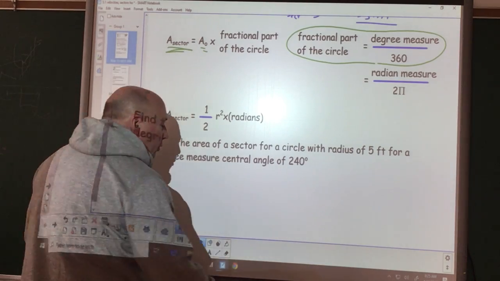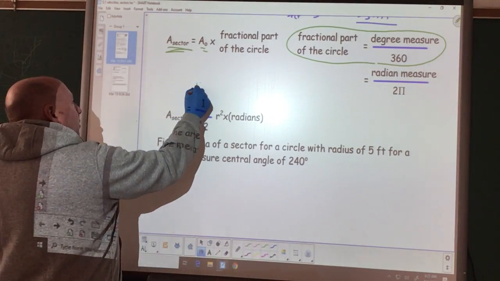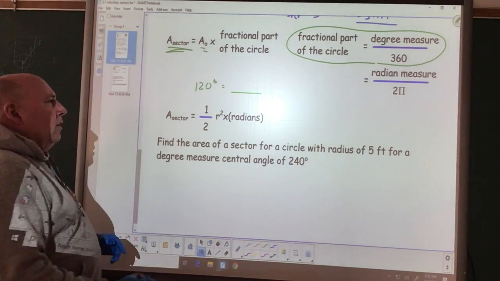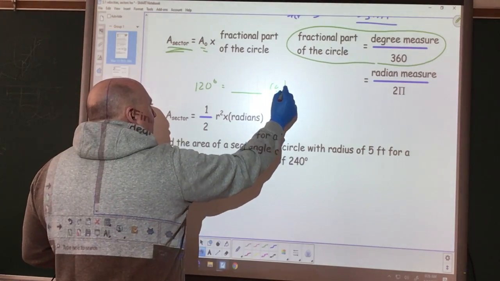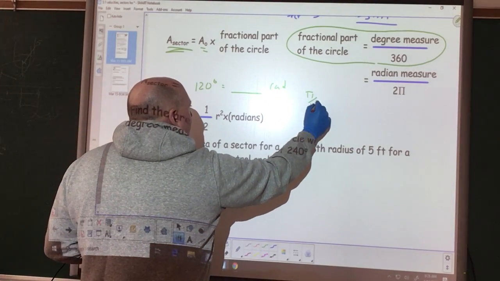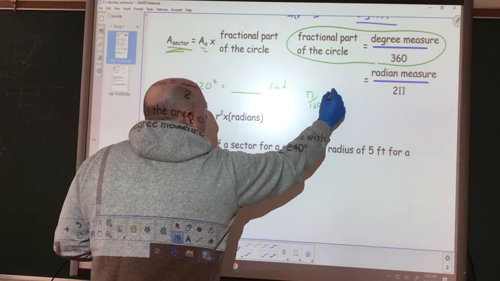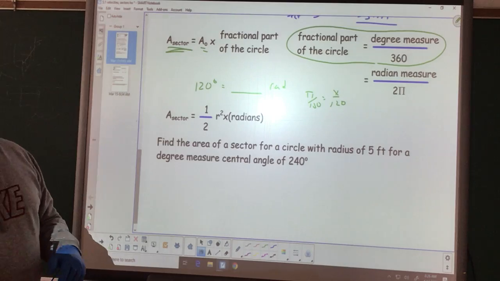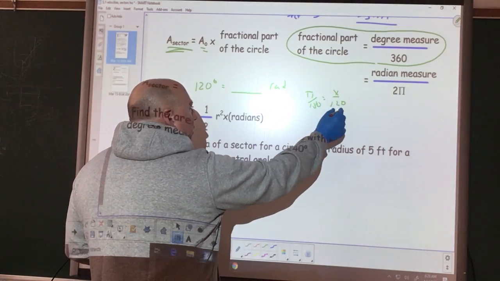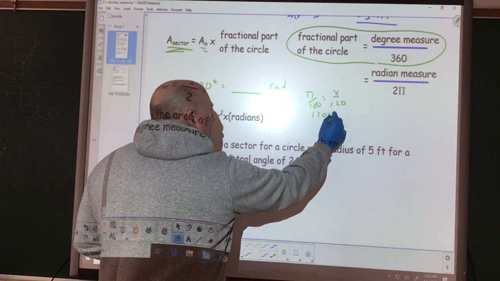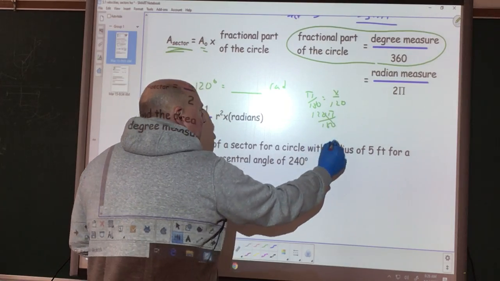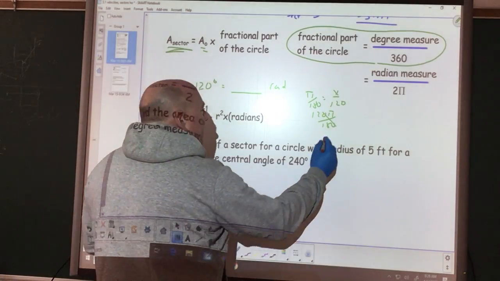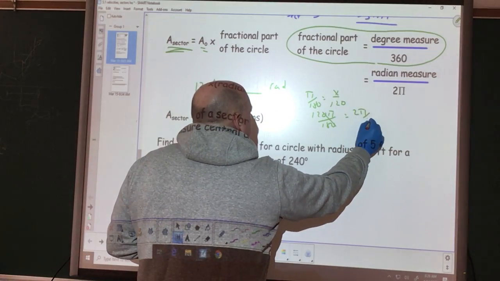If I look at 120 degrees, the number of radians this is, we have pi over 180 is equal to x over 120 using our little conversion. So we have 120 pi over 180. These cancel, so we have 12 pi over 18. Taking 6 out of both of them, we have 2 pi over 3.